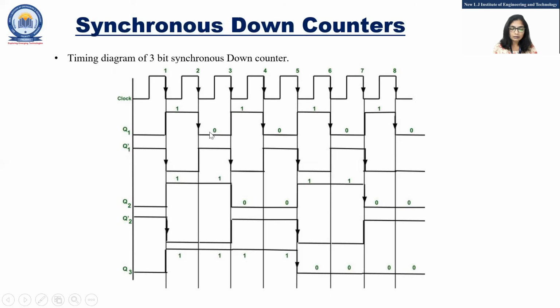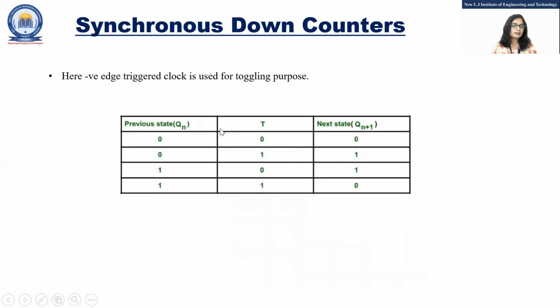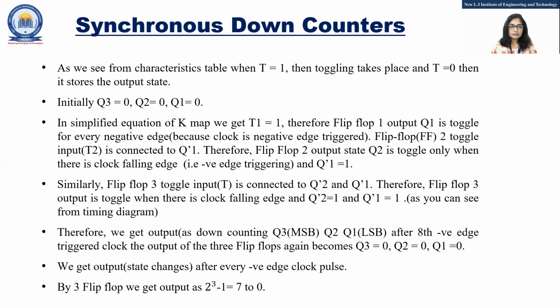Q1 is the LSB and Q3 is the MSB. So it is 111 and then it will count 110, that is 7, 6, 5, 4, 3, 2, 1, and then again 0. Then it will reset and counting will start again from 111, 110, like this way.